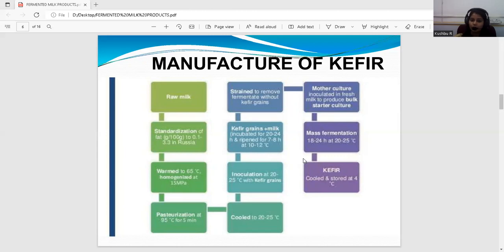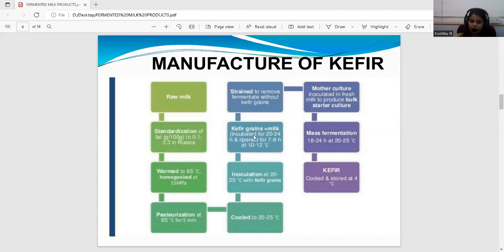So a high volume of kefir would be synthesized, with about 18 to 24 hours of incubation at 20 to 25 degrees Celsius. And now we finally obtain a large volume of kefir, which is then cooled to 4 degrees Celsius and stored at that particular area.